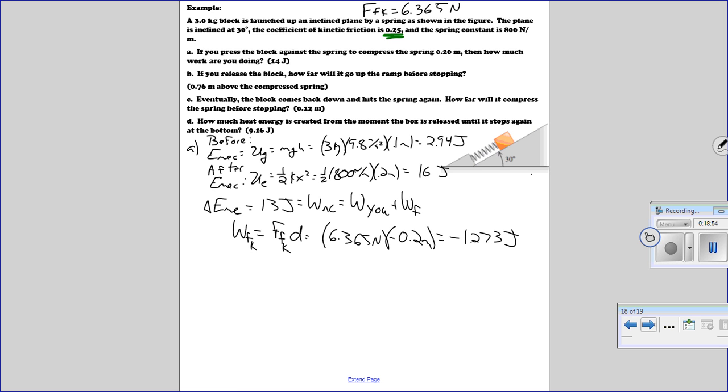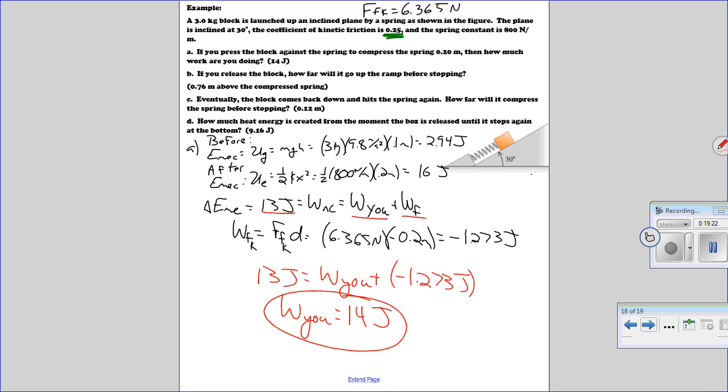So now I can find the work that you did. Let me extend this. Here's what we've got: 13 joules equals the work of you plus the work of friction. So add 1.273 joules to both sides, and you find that the work of you is 14 point whatever. There's the work that you did. So that is part A. Okay, so now part B.